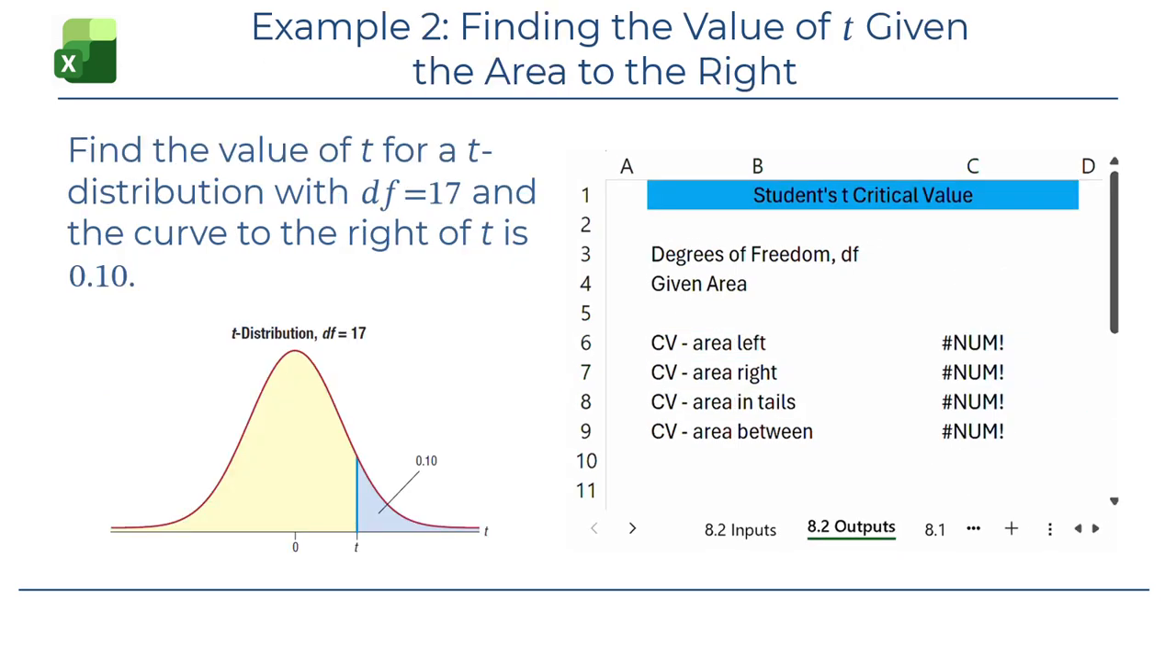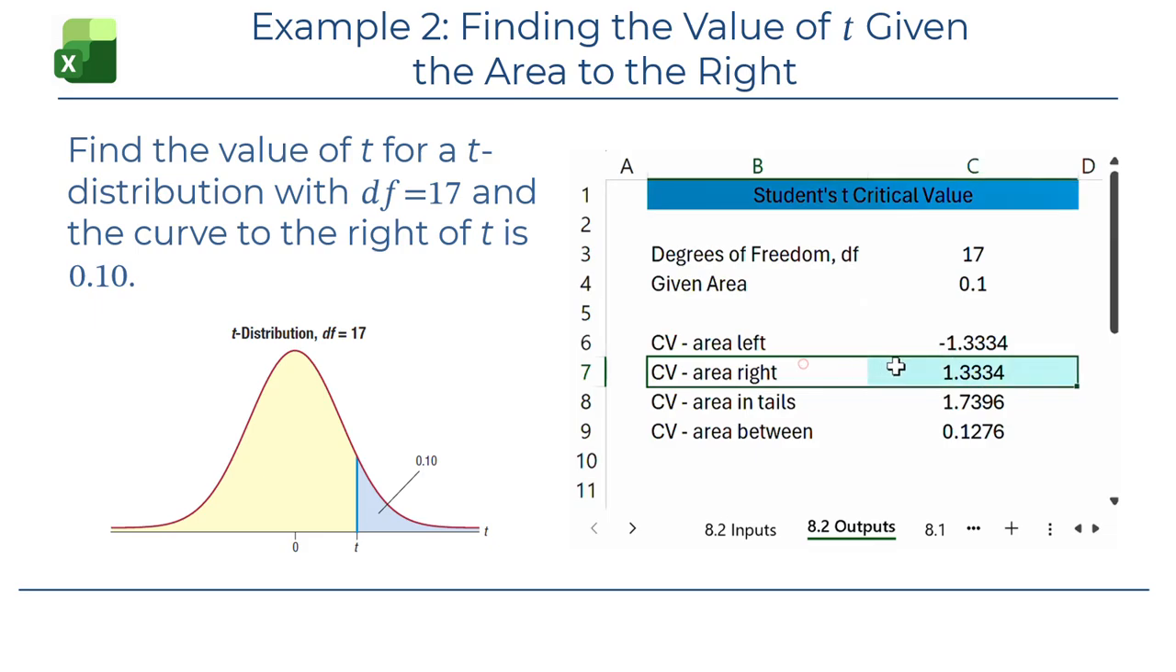Let's try another, and feel free to pause and try this one on your own first. Here we're to find the critical t value for a t-distribution with 17 degrees of freedom, and the area under the curve to the right of t is 0.1. So again, they're telling me that it's to the right, and so that tells me that my value is 1.3334. That's the critical value I would use in constructing a confidence interval.